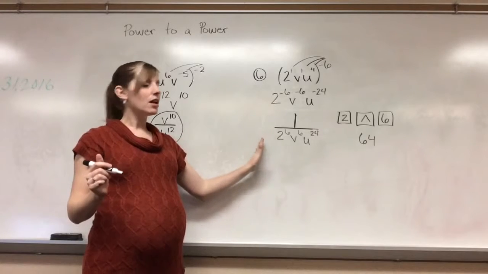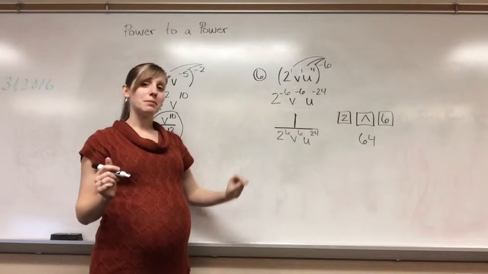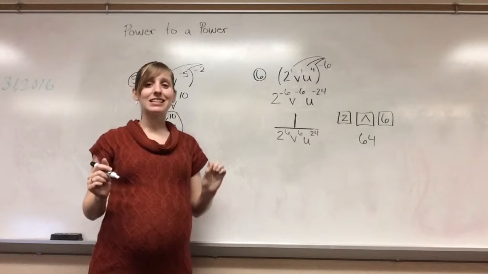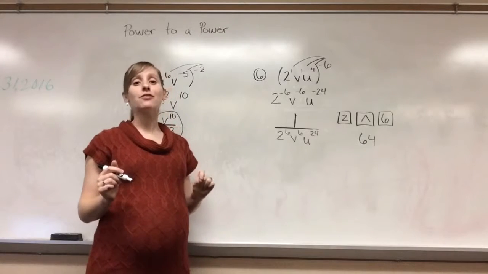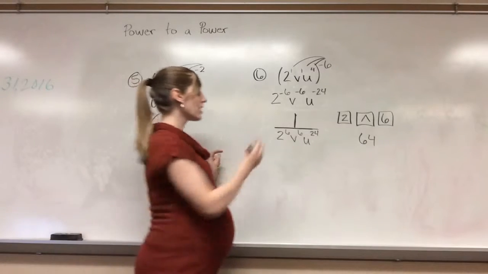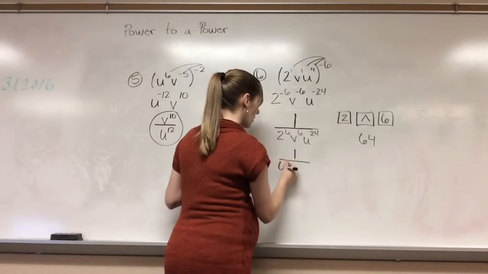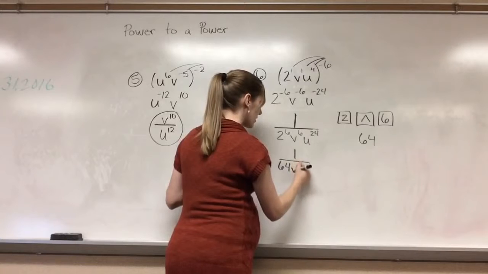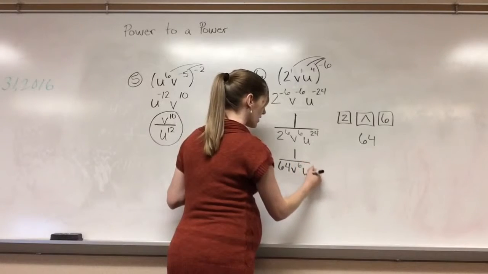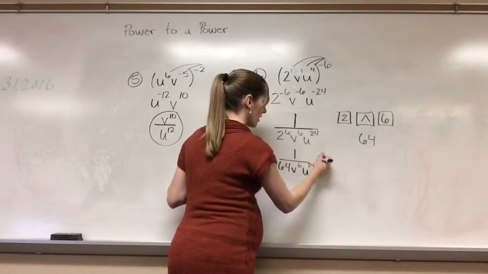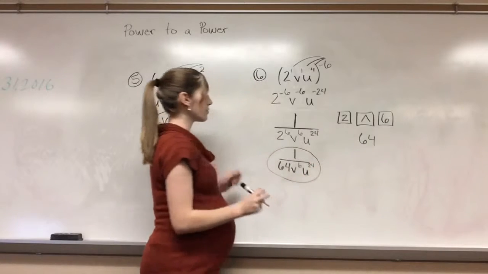Nothing gets moved up or down at this point. We are done. 2 to the 6th is just being simplified, but it still belongs in the denominator. So that means that 64 belongs in the denominator. The 1 stays at the top. I put 64 at the bottom with the v to the 6th power and the u to the 24th. This is our answer for problem number 6.